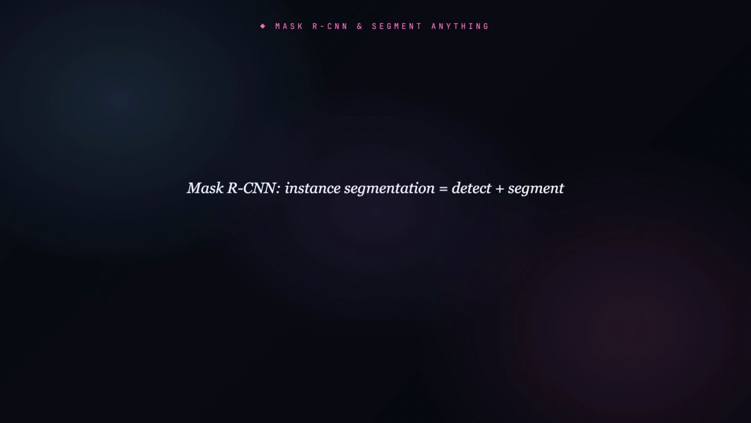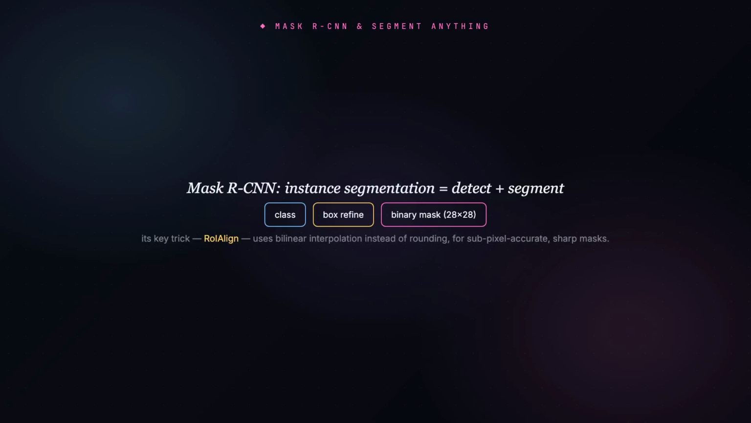For instance segmentation, Mask R-CNN treats the problem as detect plus segment. For each detected box, a small network draws a binary mask. Its key trick is RoIAlign. Instead of rounding coordinates, it uses bilinear interpolation for sub-pixel accurate, sharp masks.